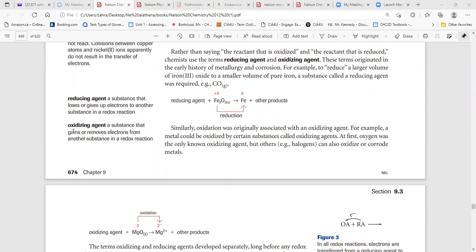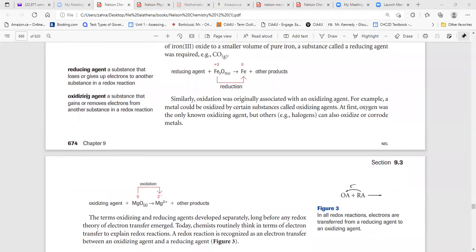Reducing agent. An oxidizing agent is a substance that gains or removes electrons from another. Make sure you don't confuse yourself with oxidation. When something is oxidizing, it gives off electrons, right? But when it's the agent, it makes another substance give off electrons.